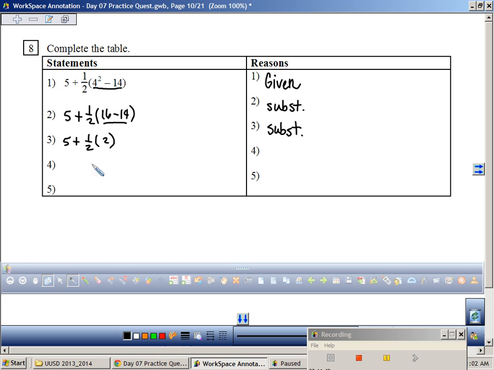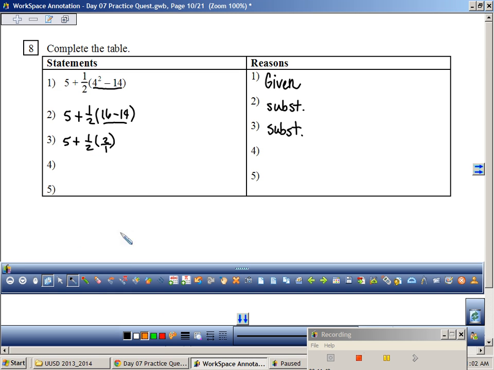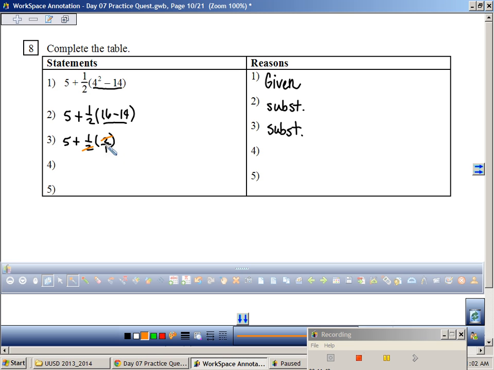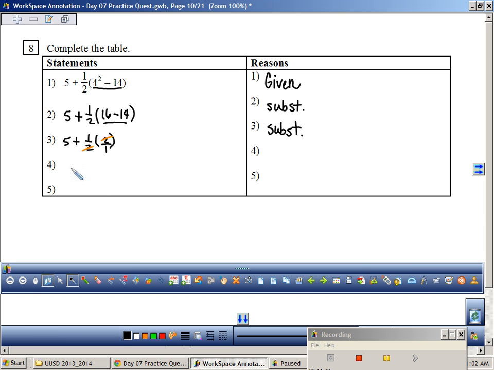What's my next step? Multiply 1/2 times 2. Well, isn't there an invisible 1 under there? So don't they just cancel out? They're inverses of each other. 1/2 is the inverse of 2 over 1. What type of inverse? Multiplicative inverse. So I have 5 plus 1.